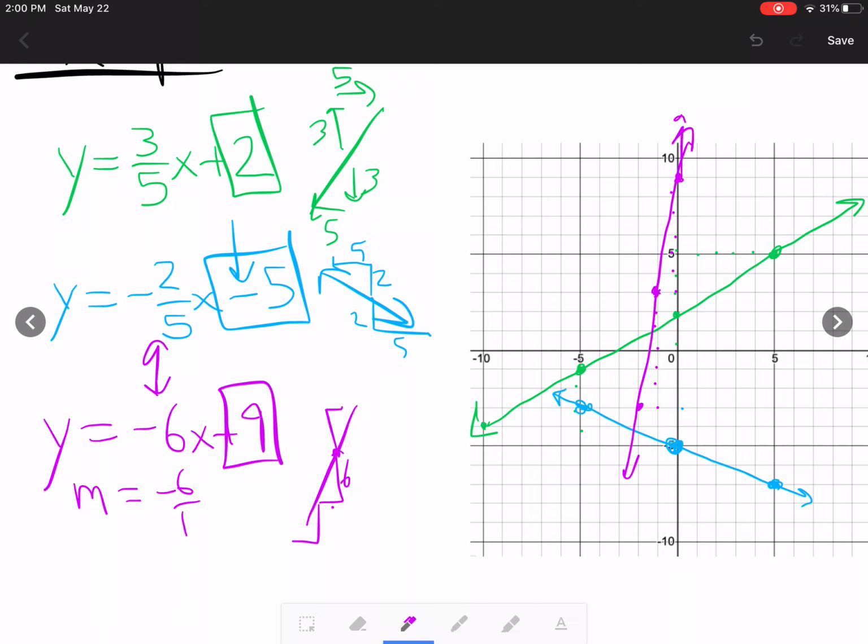So just keep in mind, if you're running out of space on your graph, you could always go the other direction. Oh, whoops, that is wrong. It's -6, right? So I need to go down 6 over 1 that way. That was a good catch. 1, 2, 3, 4, 5, 6 over 1.